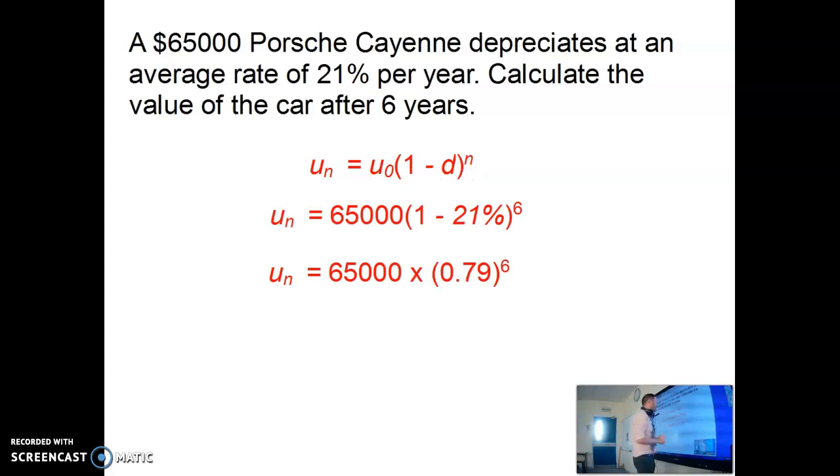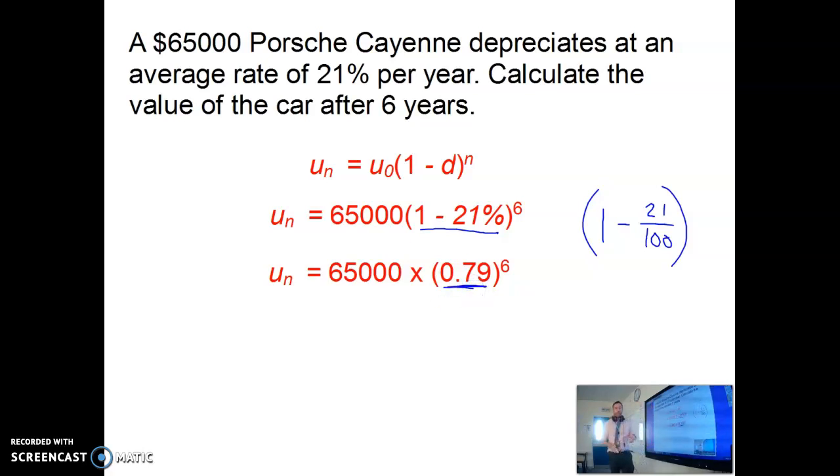So substitute those values in. 1 minus 21%, well, if you prefer, you could write that as 1 minus 21 over 100. That will give you a better thing to put in your calculator. But you might also be able to spot that 1 is 100%, 100% minus 21% is 79%, which I know is the decimal 0.79. If you can go straight to this step, no problem. We're just taking that 21% away from 100. So we get 0.79. And we multiply by that number 6 times, so to the power of 6.